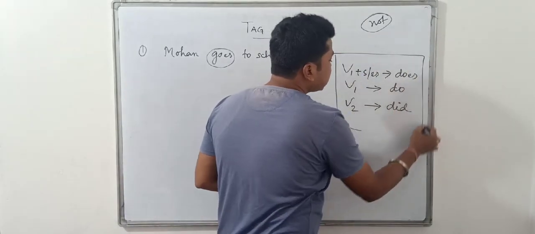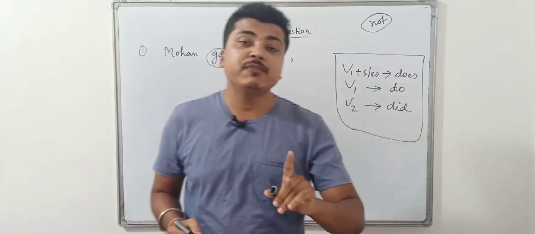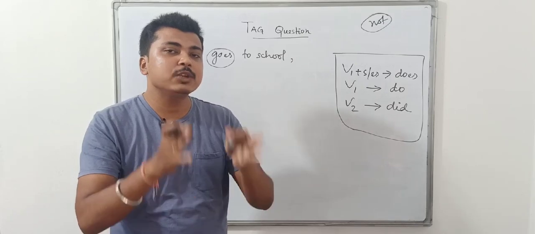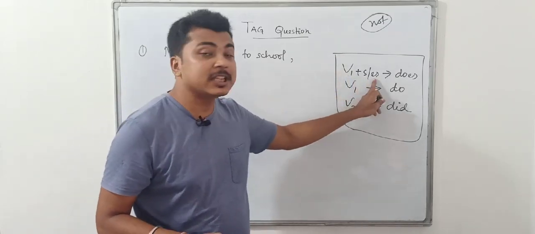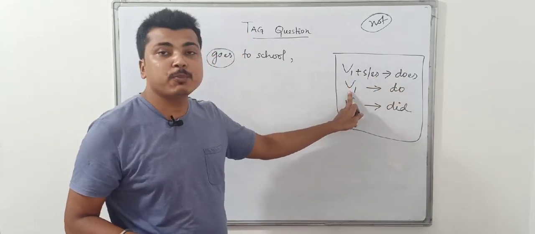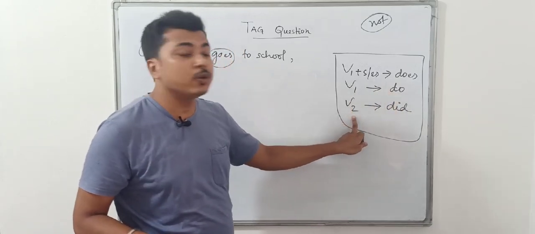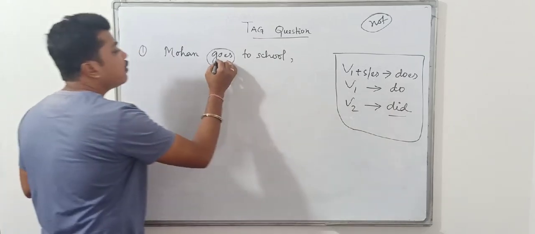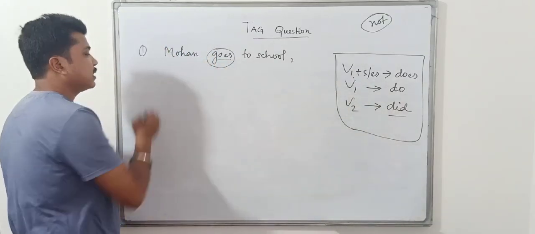So you will look at this proforma only if your auxiliary verb is missing in the sentence. If your auxiliary verb is missing in the sentence, you are going to see the main verb. If your main verb is in verb 1 plus s or es pattern, you are going to use does. If your main verb is in verb 1 pattern, you are going to use do. If your main verb is in verb 2, you are going to use did. Now in this case, our main verb is in verb 1 plus s or es. Yes or no? That means we are going to use does.